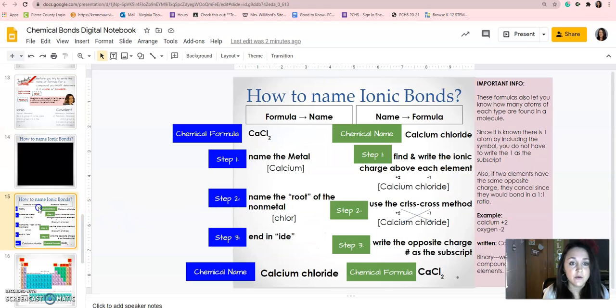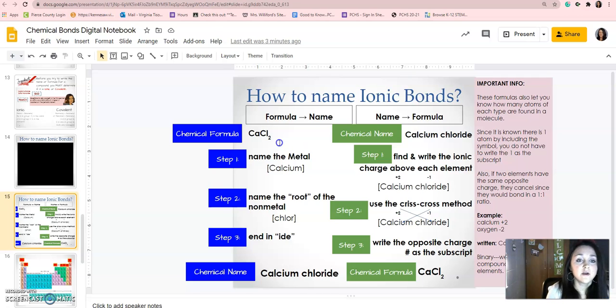The first naming rule is how to name ionic bonds. So we're not just going to be looking at the formula and going to the name. We're also going to be having to use the name to get to the formula. So be sure you keep these rules separate. Go back and refer to this. So when you think, okay, is my bond ionic or covalent? Go back to these rules and say, all right, if it's ionic, I'm going to do it this way. If it's covalent, I'm going to do it this way.